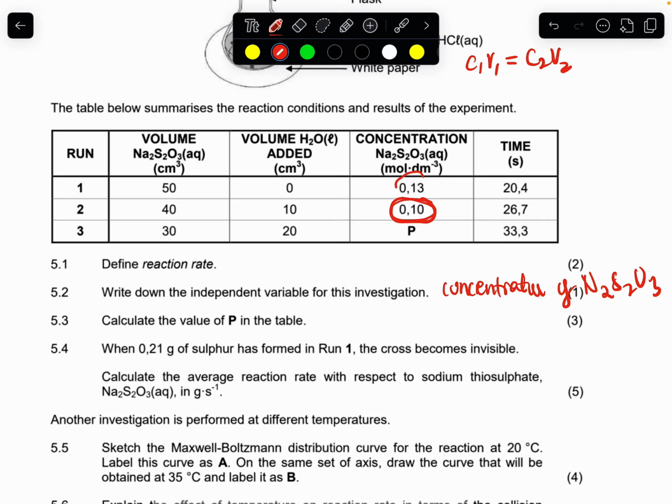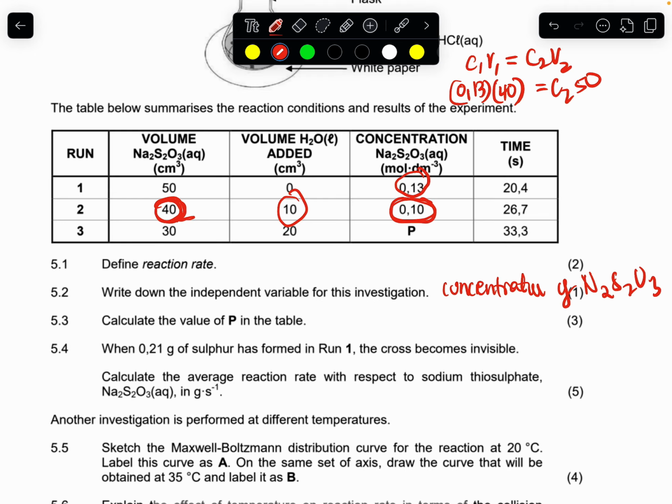Our initial concentration, for the first run, is going to be 0.13, and the initial volume is going to be 40, right? It's going to be 40. So we times by 40, since we are proving for run 2. And then we're looking for C2, which is the concentration. But for the second volume, it was the initial volume plus 10, which is going to be what? 50, right? It's going to be 50.